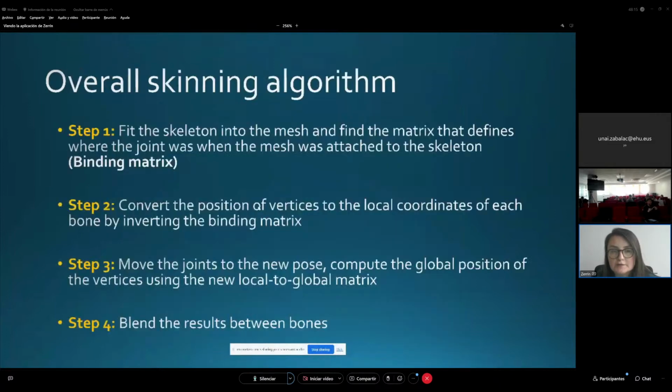The overall skinning algorithm works by fitting the skeleton into the mesh and finding the matrix that defines where the joint was when the mesh was attached. This is called the binding matrix. Then we convert the position of the vertices to the local coordinates of each bone by inverting the binding matrix. Then we move the joints to the new pose. We calculate the global position of the vertices, making this local to global matrix conversion, because we want to compute everything in the global world in 3D graphics, since we want to render things at the end. And finally, we blend the results. This is the linear blending of the effect of each one.